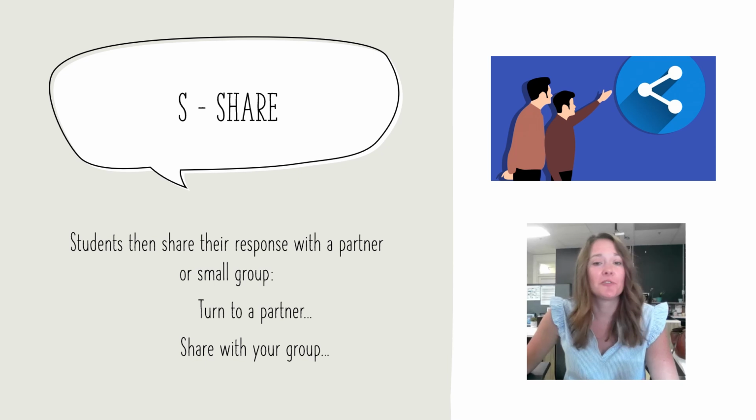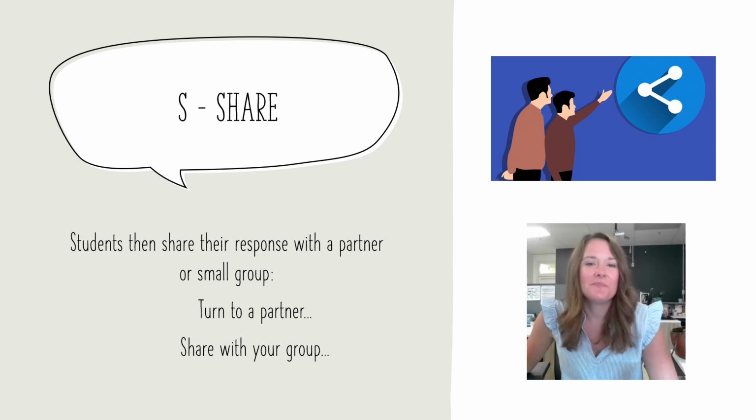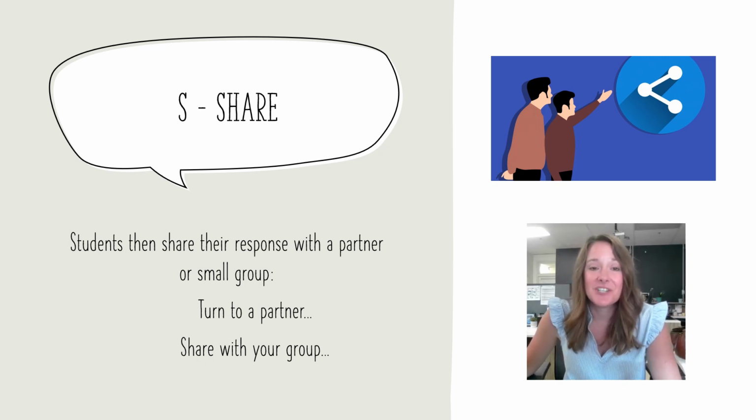You can say, form a group of 3 and share in height order. So the shortest person shares first, or, you know, whoever has the lightest colored shoes. It's up to you. But the important part here is that they are sharing their answer in a low stress, low pressure environment, and using the sentence stem to do so.